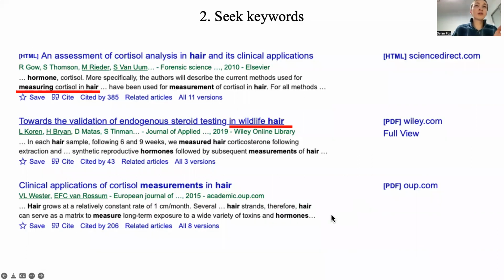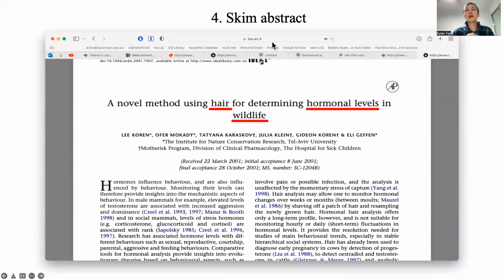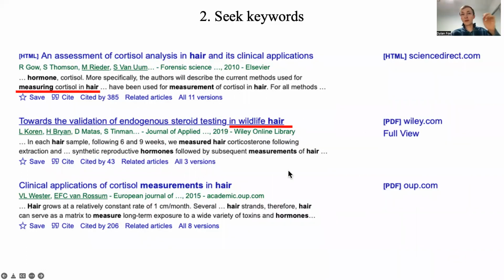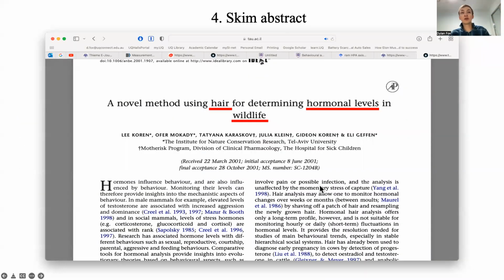I'm looking at. So once you know your keywords, you then need to skim the abstract. So of these papers, you'd find one. So for instance, I'd find this one. When I found this paper, the same method, same way I did it, I looked for my keywords: a novel method using hair for determining hormone levels in wildlife. So it's got the word hair, it's got hormone levels in wildlife, it's a novel method. This paper's quite early, 2001, 2002, depending where you source the paper from.